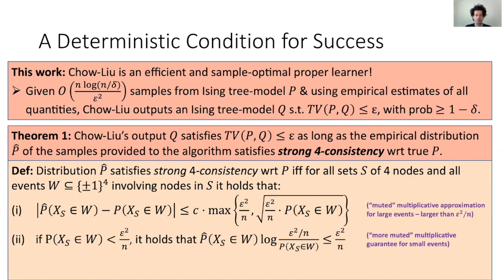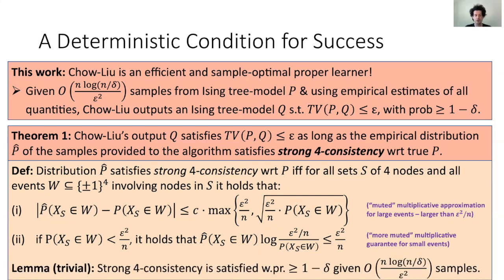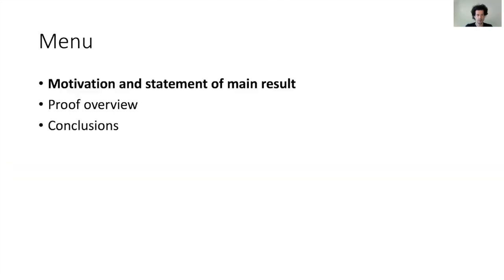Specifically, we say that the distribution P hat satisfies strong 4-consistency with respect to P if for all sets of 4 nodes and all events involving those nodes, P hat and P agree in the probability they assign to those events in a muted multiplicative way shown here, depending on the size of the event. It is easy to show that strong 4-consistency will be satisfied with probability at least 1 minus delta given n log n over delta over epsilon squared samples. Thus, this lemma and theorem 1 imply our main result. I proceed to provide an overview of our proof.